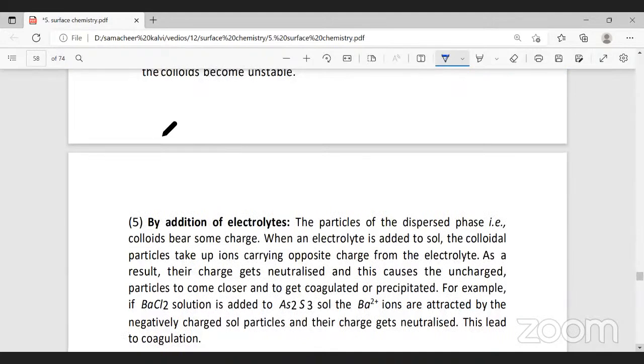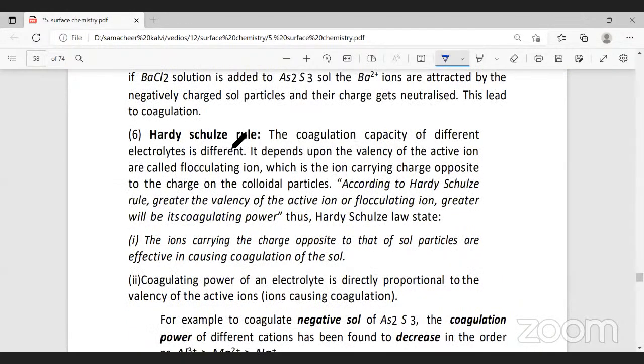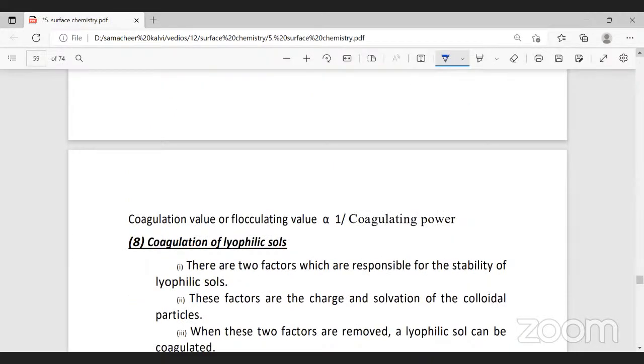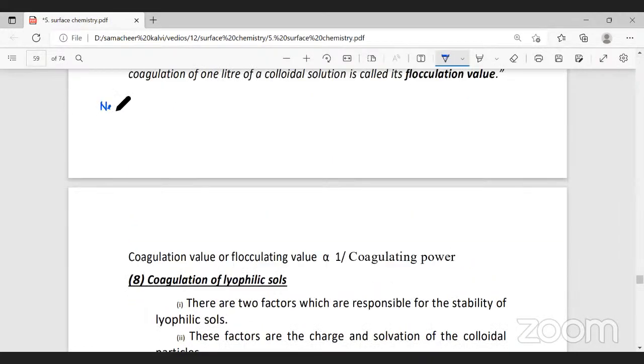Now, an important concept, an important rule you should learn. We will understand the concept now, and we will learn the rule a little later. For example, I have a negatively charged colloid.